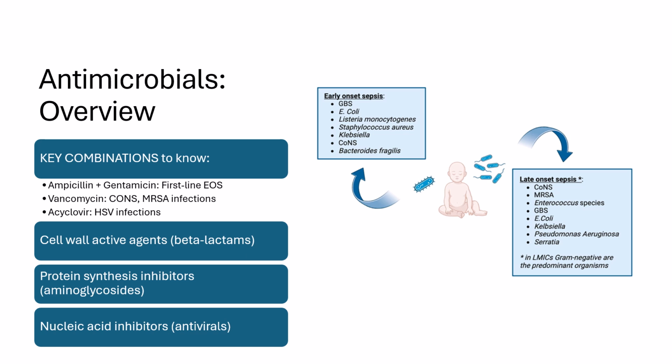You'll need to understand different classes of antibiotics: beta-lactams, like ampicillin, that target cell wall synthesis; aminoglycosides, like gentamicin, that inhibit protein synthesis; and vancomycin for resistant gram-positive organisms, especially coagulase-negative staph. Antiviral agents like acyclovir for HSV infections also appear on the exam. I'm going to focus our discussion on the most frequently tested antimicrobials, starting with the penicillins and ampicillin.